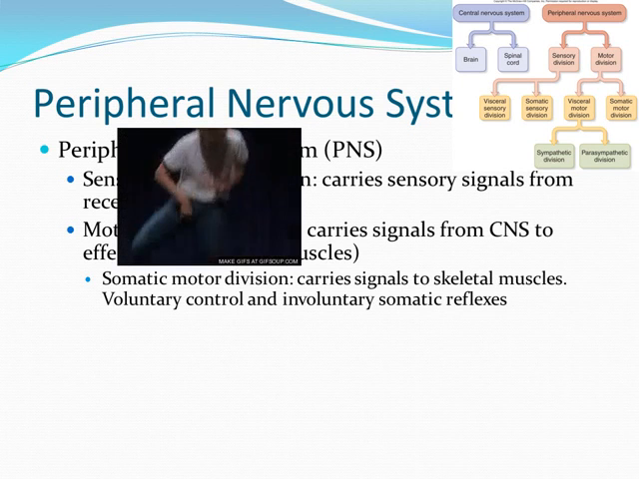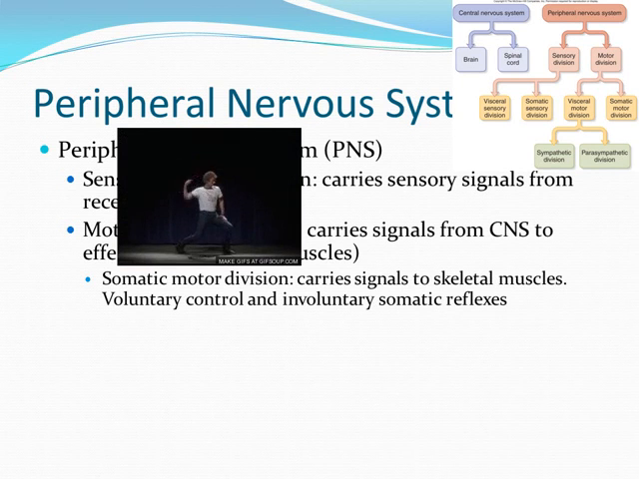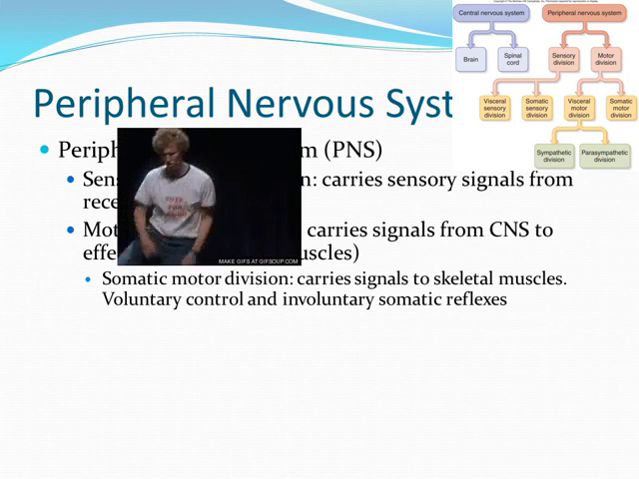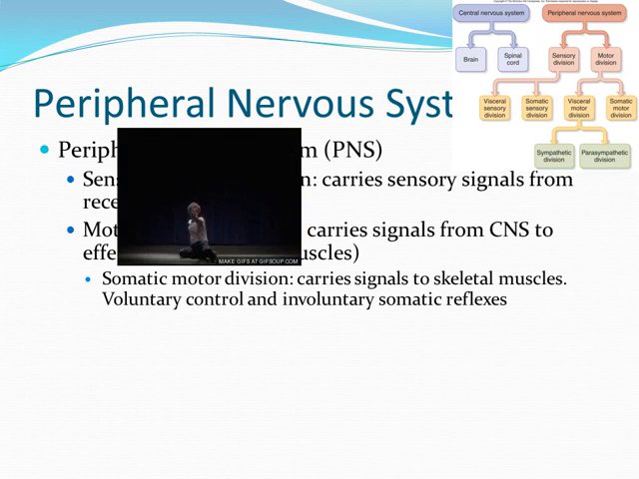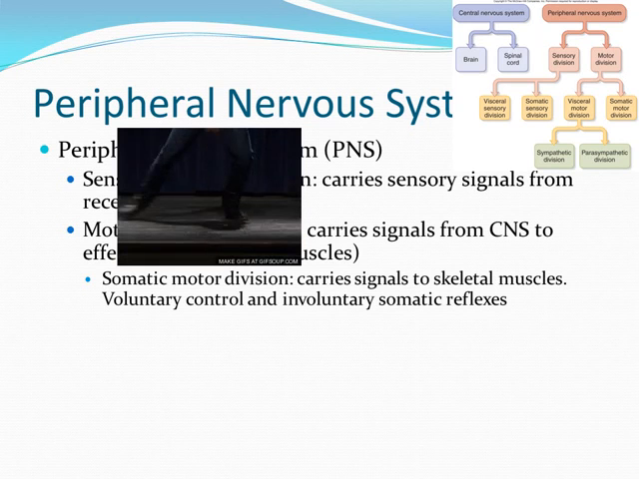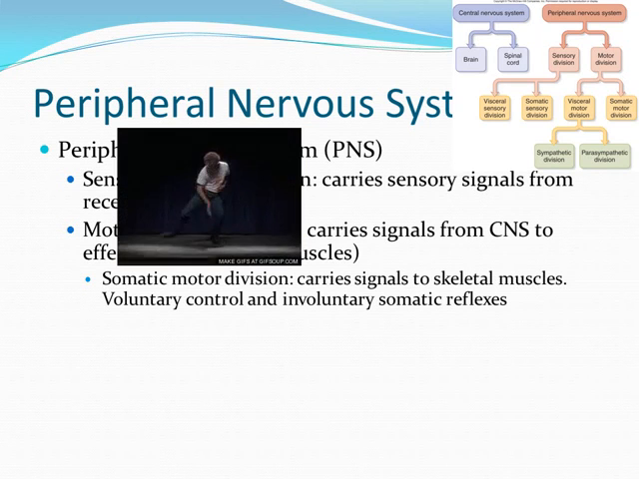But anyway, like Napoleon Dynamite here, he is voluntarily controlling his muscles to do this dance move. So this is part of the somatic motor division. It's also involved with our involuntary reflexes regarding our skeletal muscle. Guys, name a reflex that we did? Yeah, the knee-jerk reflex or the patellar reflex. Okay.